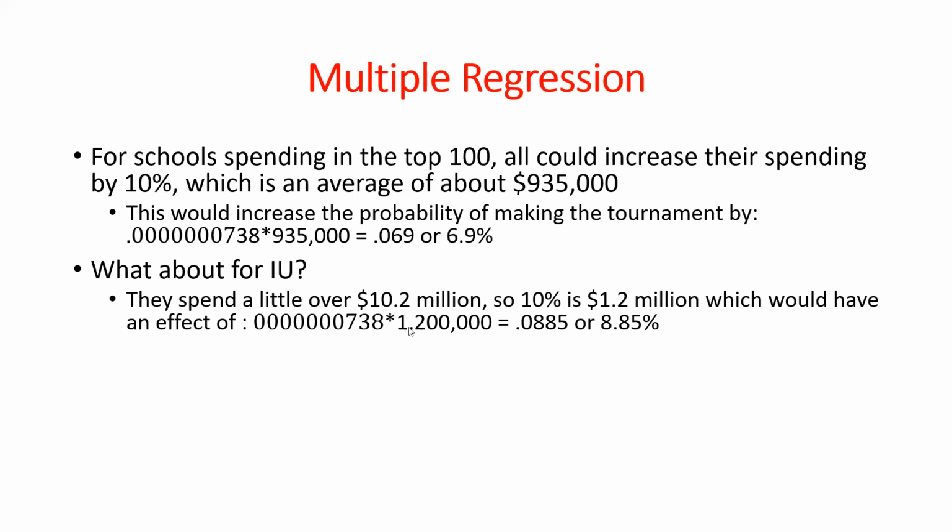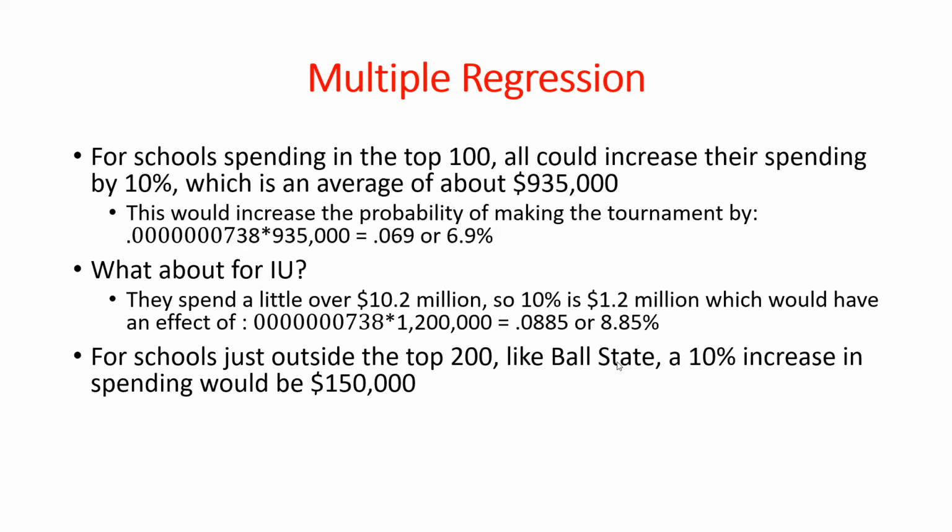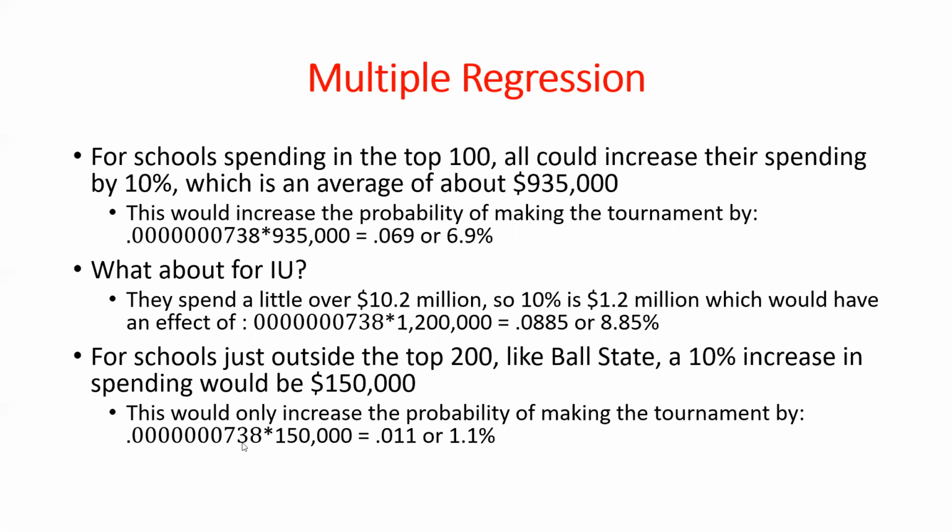You could do this for different schools. I did IU here. They're a little above the average, so a 10% increase in their budget would be $1.2 million. We could do schools like Ball State. A 10% increase in their budget is much smaller, only $150,000. So we multiply that by 150. A 10% increase in budget for different schools has very different effects, because 10% for Ball State is a much lower amount of money than for IU. But this is just an interesting thing you can do with it. If I can increase my chances of making it into this tournament by 10%, the expected payoff would be 0.1 times however much money I get for being in that tournament.